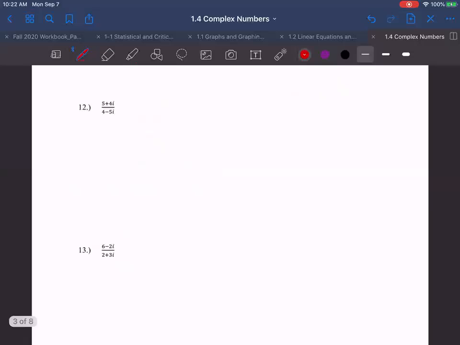All right. On the next page, we are dividing now, where we have these going. And what we're going to do is our main goal, our goal here is no i's in the denominator. Okay, we want to get rid of them. And so the trick to do this is to multiply the top and bottom by what is called the complex conjugate.